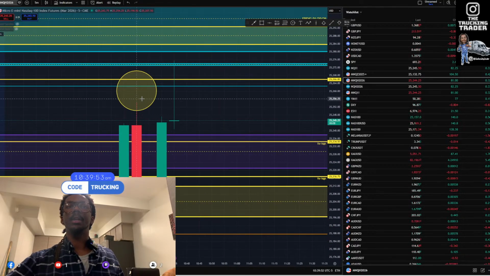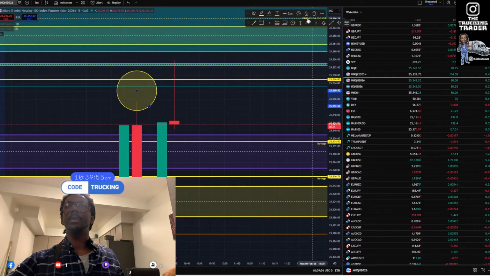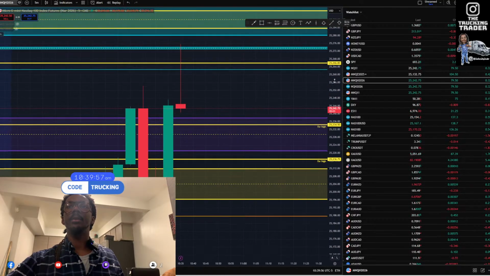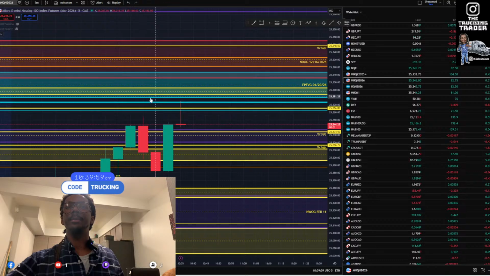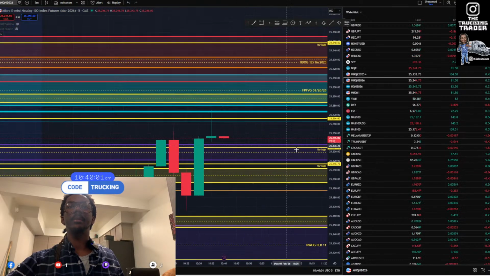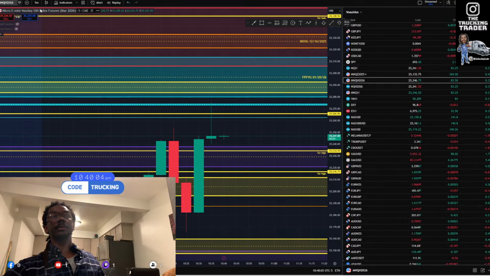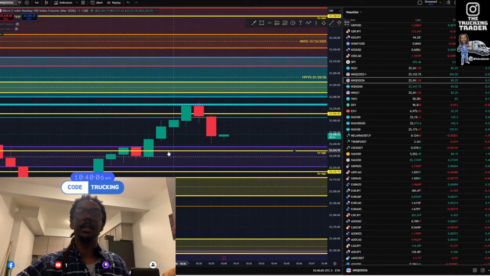I was very quick to get out of that because we're sweeping liquidity up there. We don't really want to be holding as we sweep liquidity, and we know that this market has already gone up hundreds of points, right? So we're trying to buy at the top of the range. But essentially, we were just reading price.